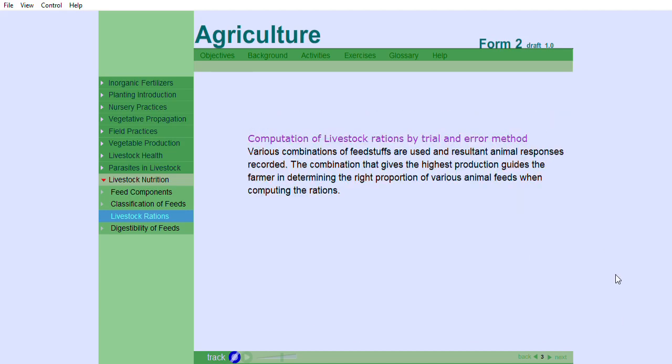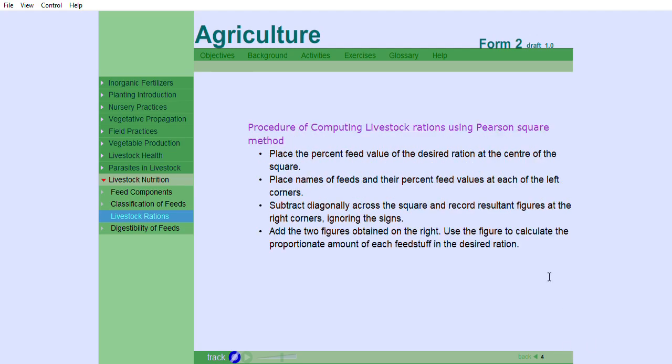Computation of livestock rations by trial and error method. Various combinations of feedstuffs are used and resultant animal responses recorded. The combination that gives the highest production guides the farmer in determining the right proportion of various animal feeds when computing the rations.